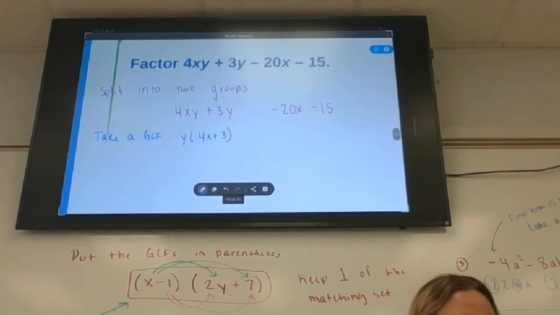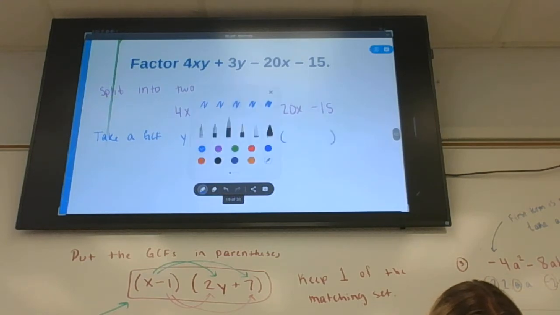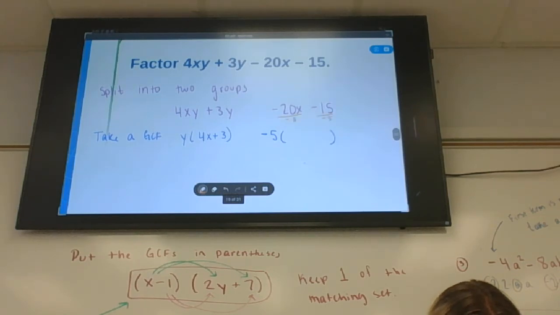Yes, Patrick? Because this one doesn't have an x in it. It has to be what they both have. Okay. Now, both of these divide by five. And they're both negative. So the GCF will be negative 5. So if I divide both those by negative 5, negative 20 divided by negative 5 is a positive 4. Negative 15 divided by negative 5 is a positive 3.